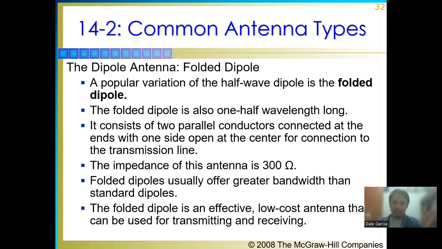We know that it is 1/2 across the whole antenna, and 1/4 per segment. It consists of 2 parallel conductors connected at the ends with one side open at the center for connection to the transmission line. The impedance of this antenna is 100 ohms. So it is fixed, 100 ohms. So we also need to find a transmission line to achieve maximum power transfer.